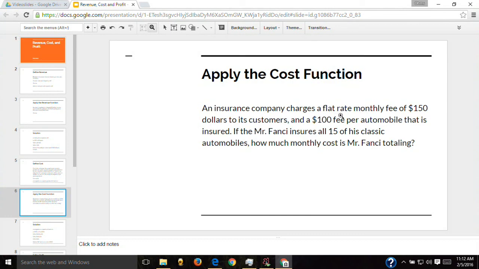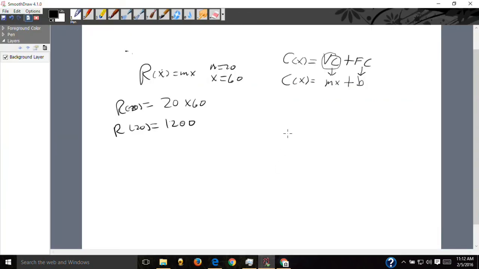All right, so a couple of things I already noticed. There's a flat rate, which means no matter how many cars he insures, he's always going to be charged a minimum of $150 with this insurance company. So I automatically have identified my fixed costs. Let's go ahead and go to my board. I'm going to put this right here, plus, okay, so my b, or my fixed cost, is equal to $150. So I'm going to go ahead and write that in right here. Now let's figure out what this variable cost, or mx portion, is.